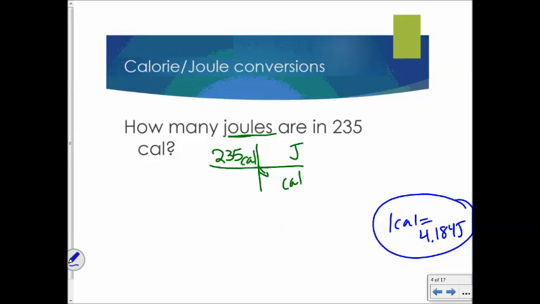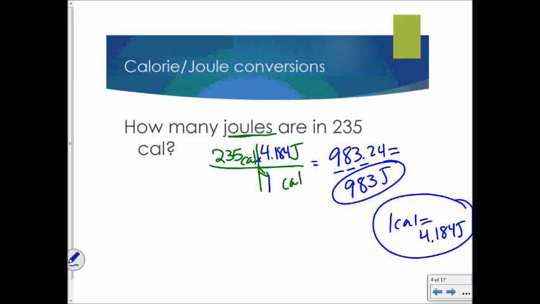Since the conversion factor is based off of the water, here you would multiply, get your answer, and follow the same significant digit rules that you had in the past. Start with 3, you're going to end with 3, and in this case, we end up getting 983.24 would be the calculator answer. 1, 2, 3. Do we round up to 3 or leave it a 3? Leave it a 3, so therefore your final answer is 983 joules.